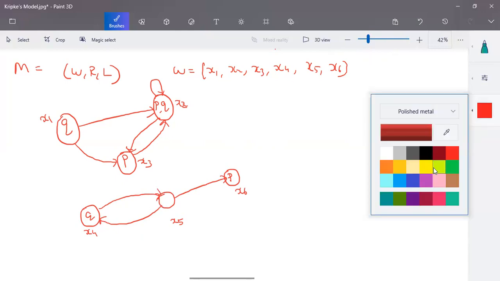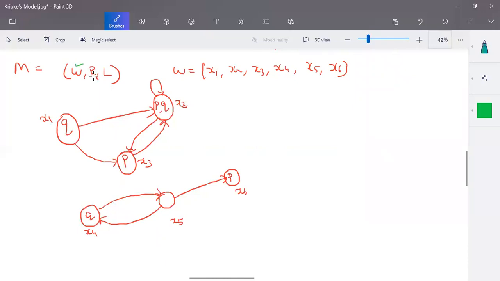In this model, we are going to take a few formulas. Here, X1 is labeled with Q. So W is all the worlds that consist of X1, X2, X3, X4, X5, X6. R is the relationship. You have a relationship between X1, X2, X2, X2, and all these transition diagrams. And L is the labeling function. For X1, you have Q. For X2, you have P comma Q. For X3, we have P.